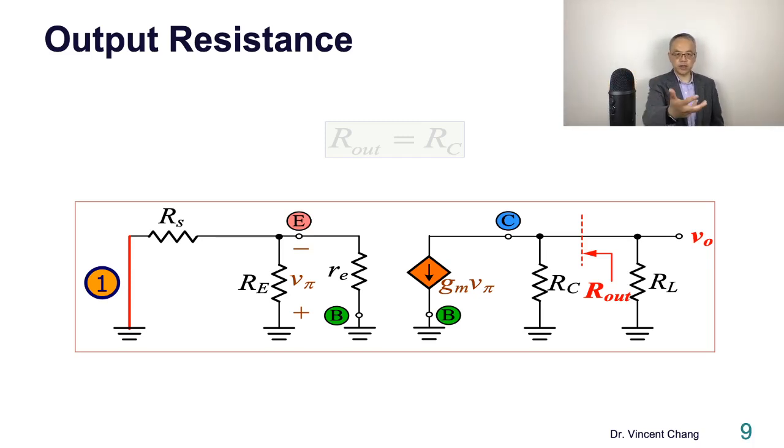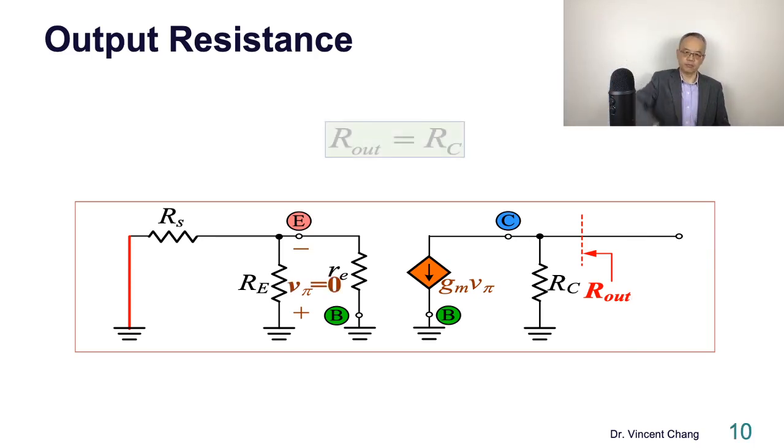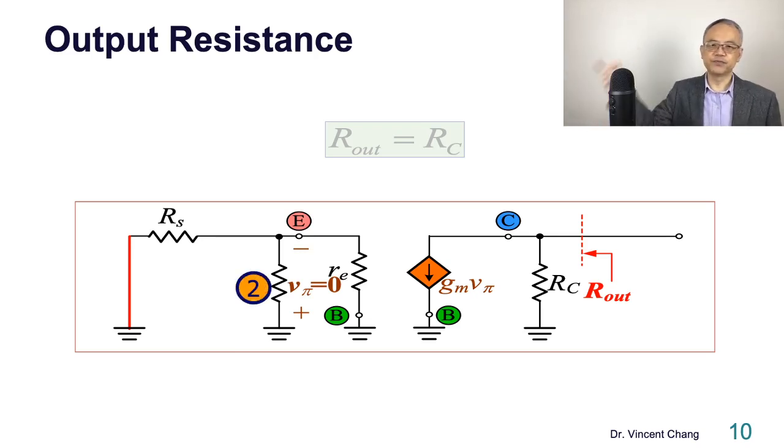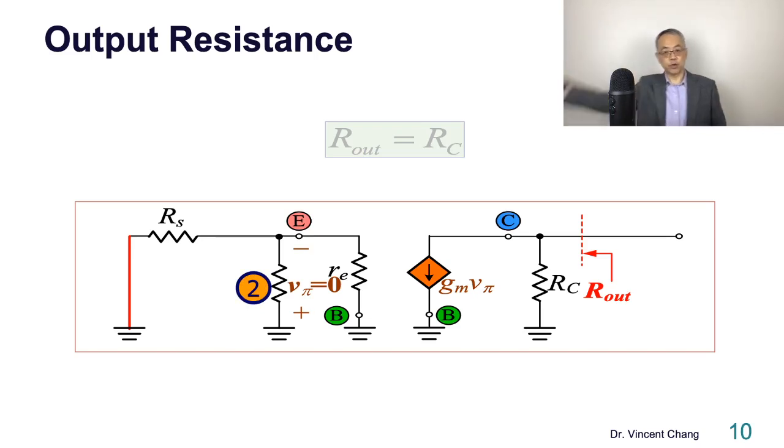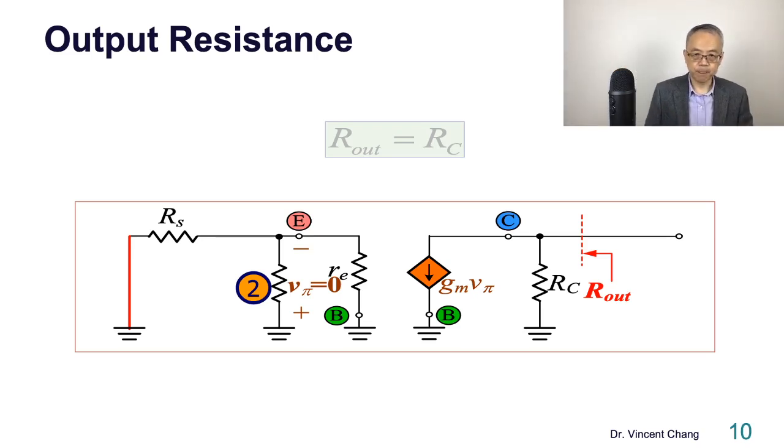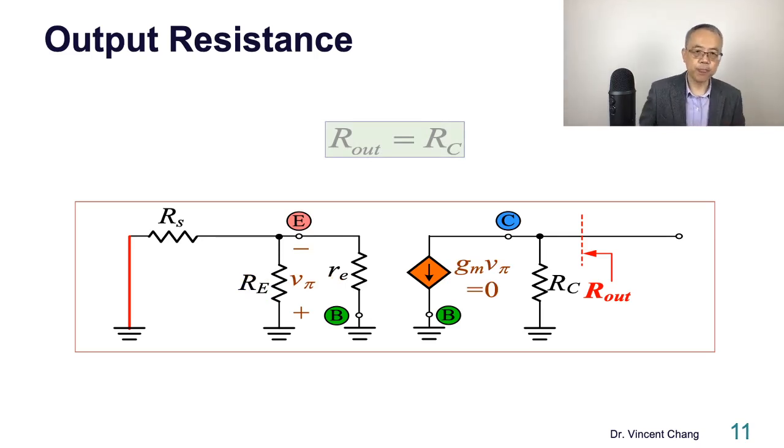Then ground. Look at the left hand side. Ground, so there's no current. So V pi is 0. There's no current, so no voltage across RE. So the voltage controlled current source, gm V pi. When V pi is reduced to 0, what's the consequence? What's the effect? The gm V pi equals 0.